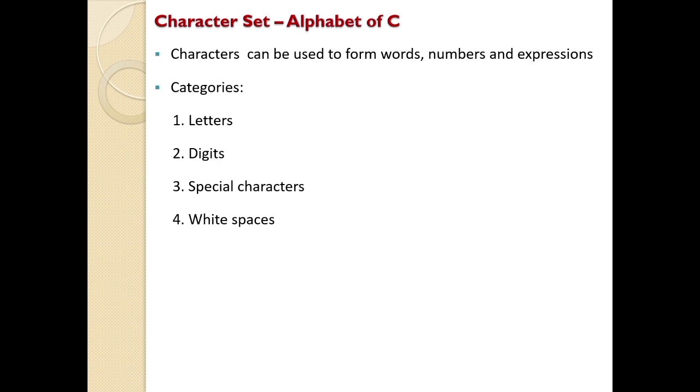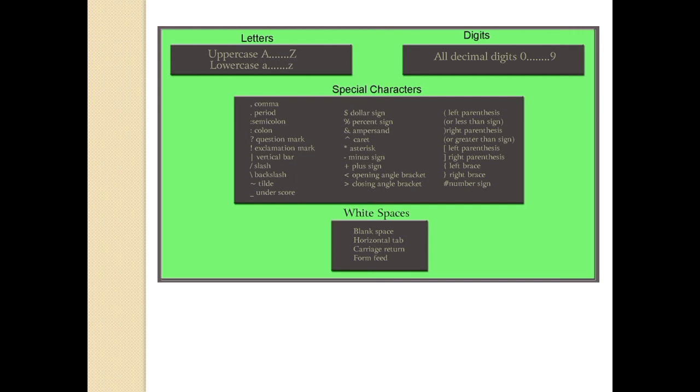What is the character set in C? The character set is the alphabet of C, which can be used to form words, numbers, and expressions. The categories of character set are letters, digits, special characters, and white spaces. Letters are uppercase A to Z and lowercase a to z. Digits are all decimal digits 0 to 9. Special characters are like comma, period, semicolon, colon, question mark, exclamation mark. You can take a screenshot of this to refer. White spaces mean blank space, horizontal tab, carriage return, which in easy words is the enter character, and form feed.